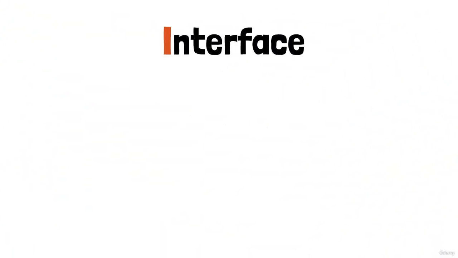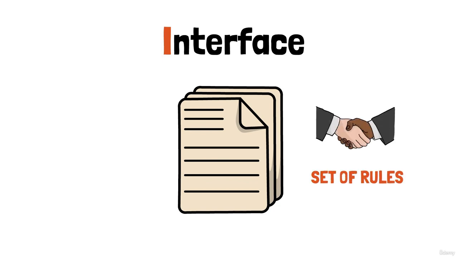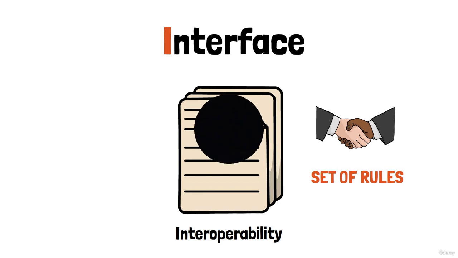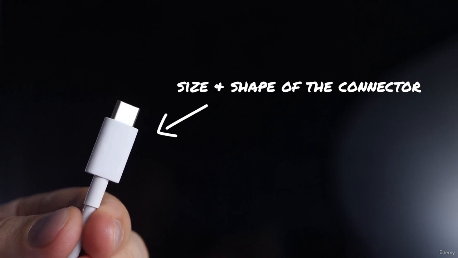So an interface is essentially a contract. It is a way to bring different parties together, establish a set of rules, and let everyone do their own thing as long as the rules stay in place. This ensures interoperability. For USB-C, the specification clarifies the size and shape of the connector, the number of pins, and many other aspects. Without this interface, you will not be able to charge your phone.